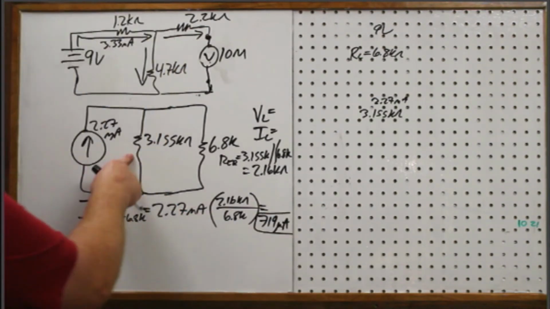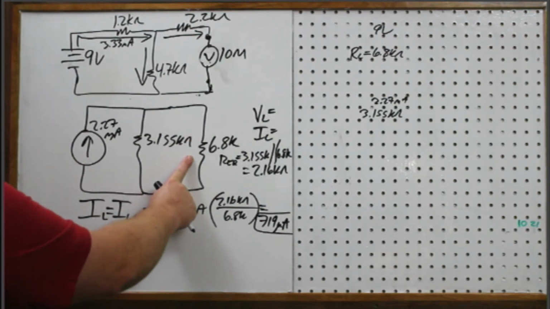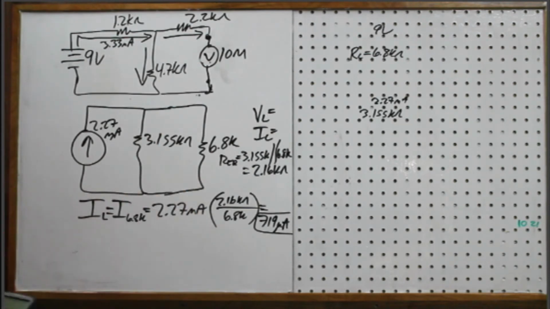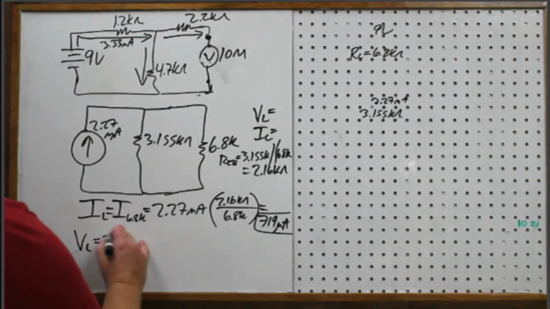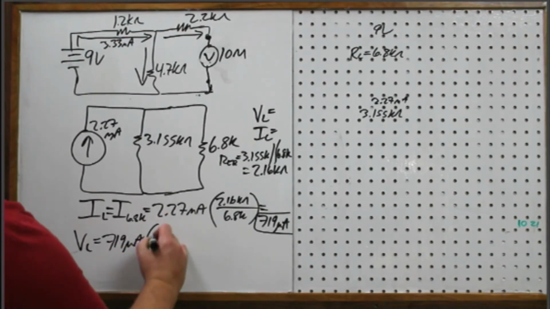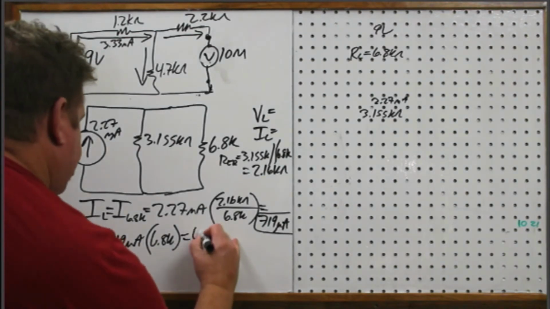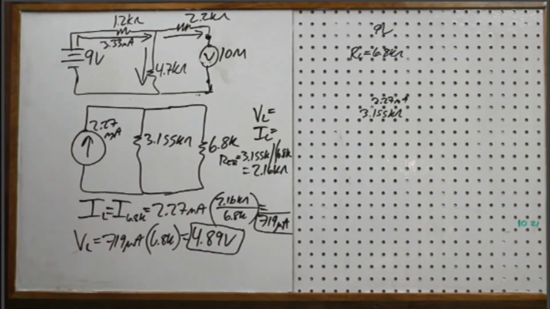Which makes sense because this is half the size of this, and so I would expect this to take the majority of the current, and this one not to, because this one has twice the resistance. So 719 micro. Then to find the load voltage, I'm just going to use V equals I times R. So 719 microamps times 6.8 kilo-ohms, 4.89 volts. Okay, so let's consult Multisim and see how we did.